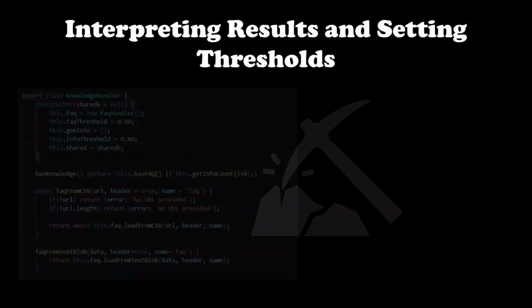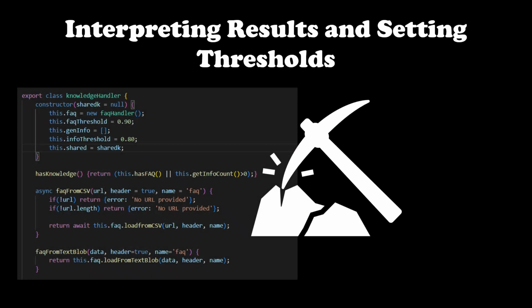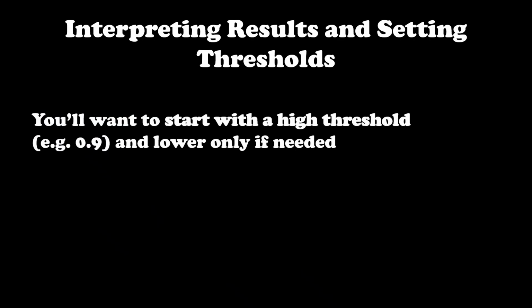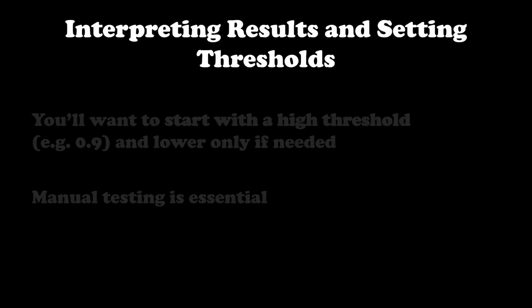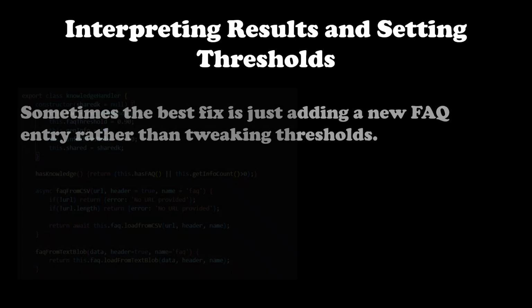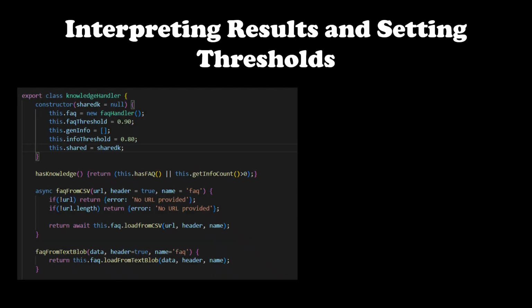What this means for you, if you dig into the code or develop your own system: you'll want to start with a high threshold, e.g. 0.9, and lower only if needed. Manual testing is essential. Review what your model returns to different user inputs. Sometimes the best fix is just adding a new FAQ entry rather than tweaking thresholds. This is all handled automatically in the Building Bob library, but knowing it helps you adjust the system if needed.